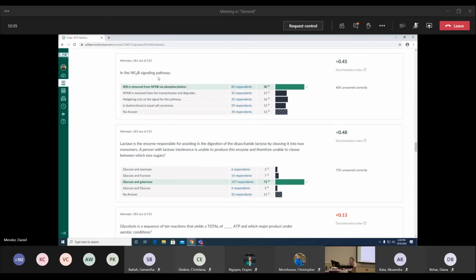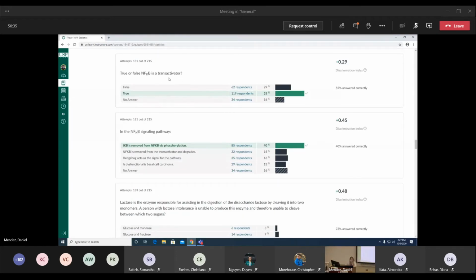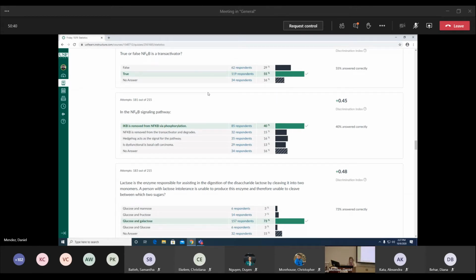In the NF-kappa B signaling pathway, I-kappa B is removed from NF-kappa B via phosphorylation. So I-kappa B is an inhibitory protein for NF-kappa B. When we want NF-kappa B to be active, we're going to phosphorylate this I-kappa B so that it can release NF-kappa B, and then NF-kappa B is free to bind to that DNA and act as a transactivator and cause transcription of that gene. So you can think of I for inhibitory, kappa B because it's relating to NF-kappa B.